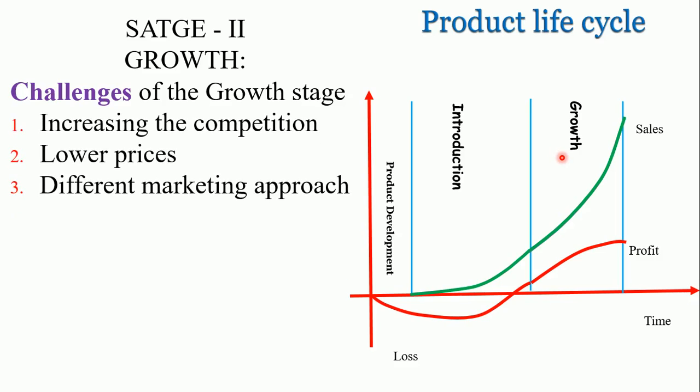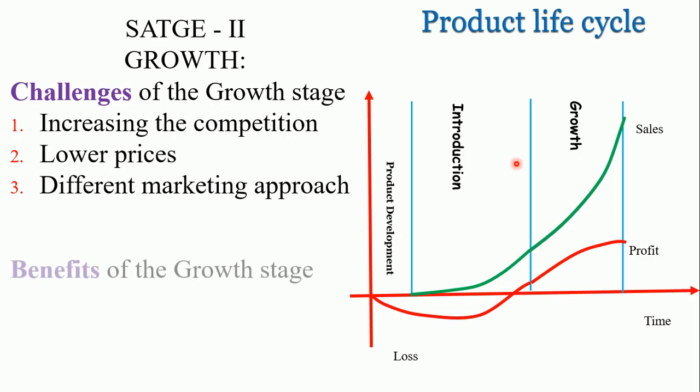Increasing competition. A number of manufacturers produce the same types of products, and they create competition for your products. Lower prices: you can lower the price of your products, so your sales go on increasing. Different marketing approaches are applied to sell the products. Different advertising and promotion policies are introduced in the growth phase. That's why your products sell more in the markets.